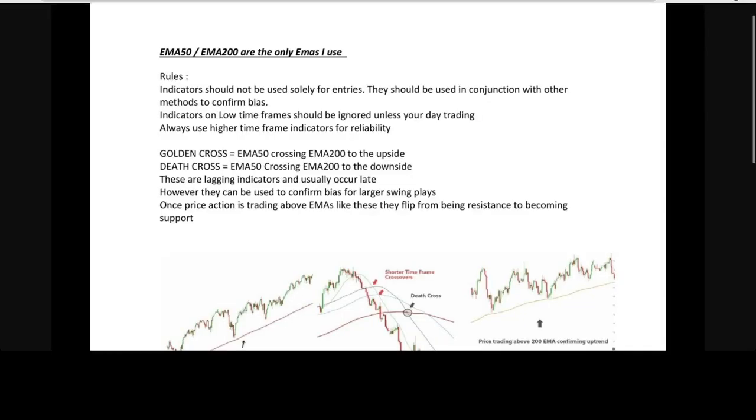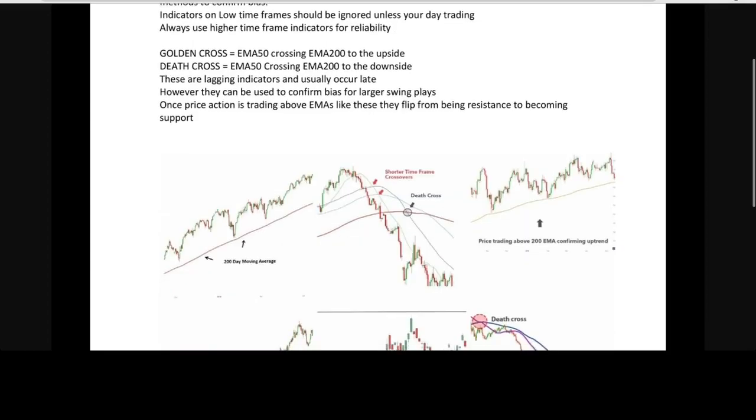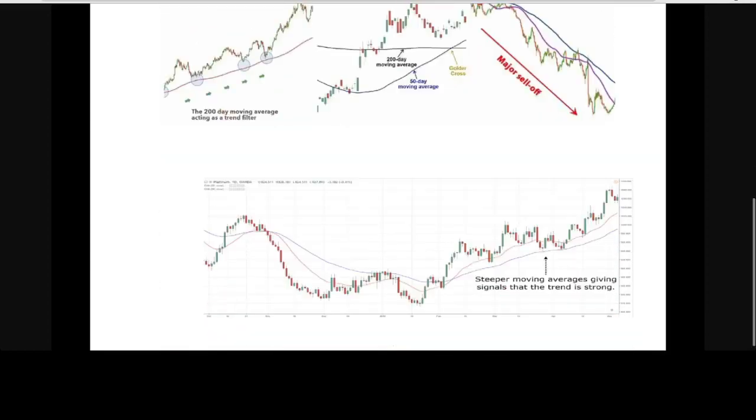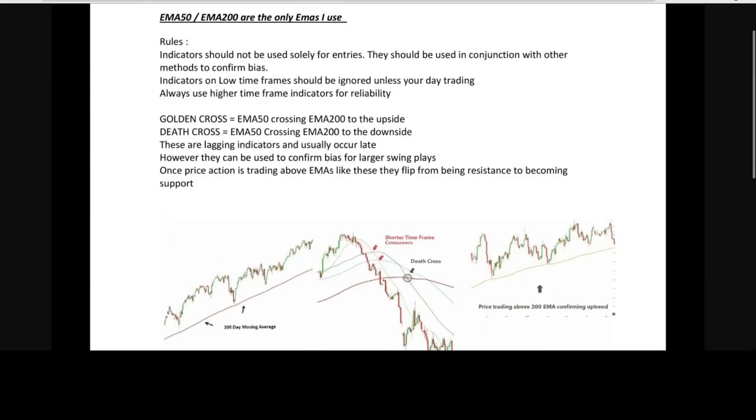And here you've got some of the EMA 50s and the EMA 200s, and they're the only ones that I use. There's some rules around these, and I think maybe in this video it's probably not appropriate to talk about it too much, but there are some basic rules. The indicators should not be used solely for entries. They should be used in conjunction with other methods to confirm your bias. Indicators on low time frames should be ignored unless you're day trading. Always use high time frame indicators for reliability.